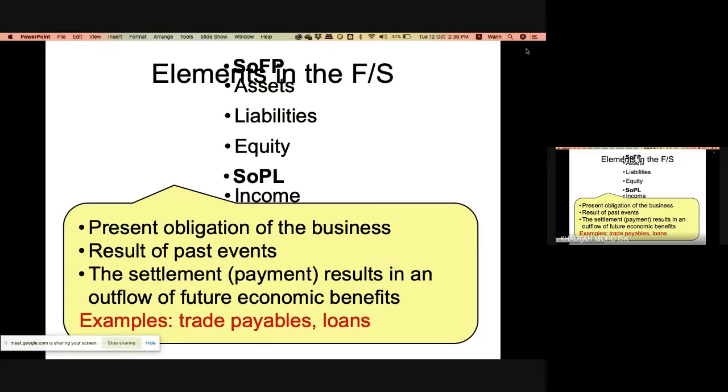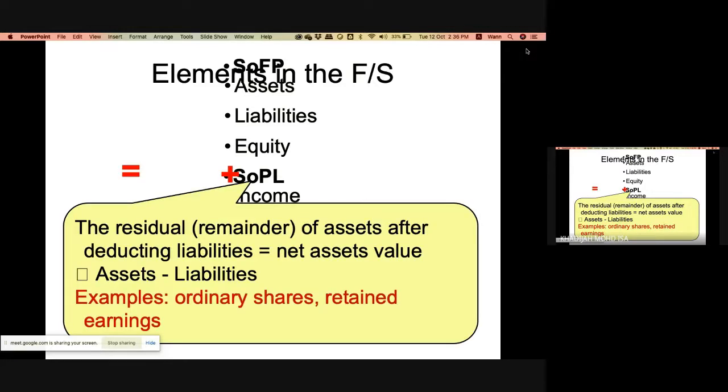Similarly to your loan, because you have to pay your loan, that is a liability. And finally, the asset after the liability is your net asset value. Later I'll show this in more detail. So examples of your equity are your shares and your retained earnings.